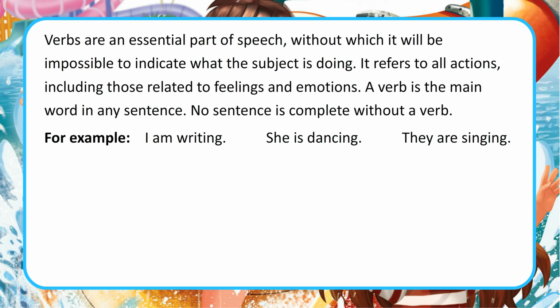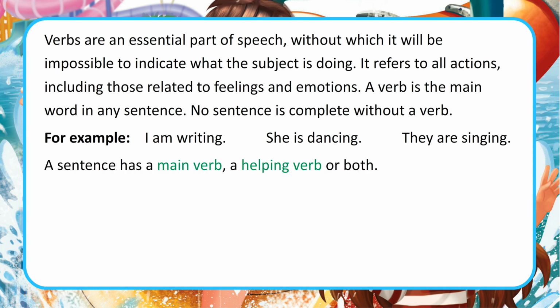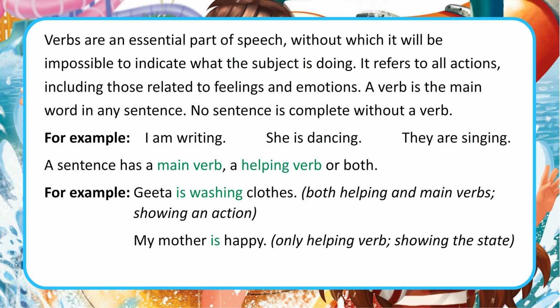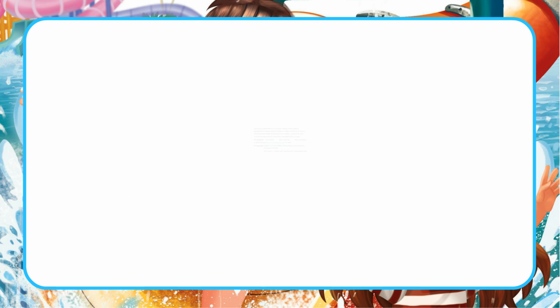For example, I'm writing. She is dancing. They are singing. A sentence has a main verb, a helping verb, or both. For example, Geeta is washing clothes: both helping and main verbs, showing an action. My mother is happy: only helping verb, showing the state.